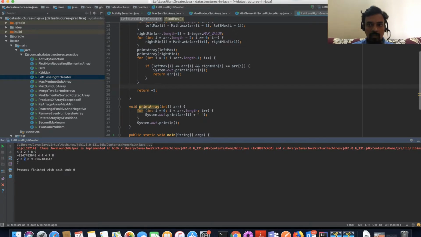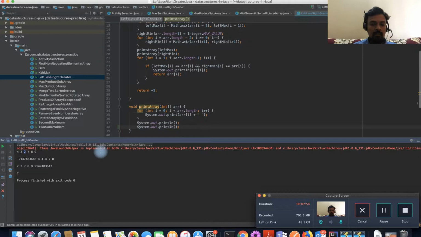So I got confused here. So for the benefit of understanding, I just paused the video and put a System.out.println so that we see a proper line break. So what I do is, for I equal to 1, I less than array dot length minus 1, I plus plus. So we go to the first element in the array, which is 3, and the first element in the left max, which is 4, and the first element in the right min, which is 2.